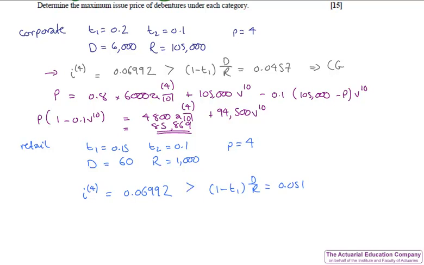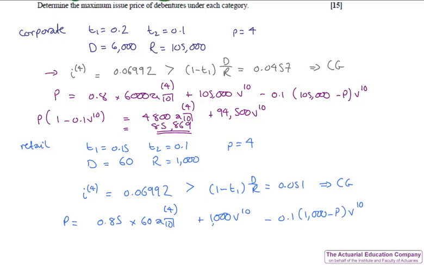Again, we can see that the interest rate we require is greater than the net coupons, so once again we have a capital gain. Setting up a similar equation of value, we have our net coupons plus our redemption minus our capital gains tax on the capital gain when we redeem it. Taking all the P's onto one side and simplifying what's left on the right-hand side gives us the following, and solving this for P gives us 857.59 rupees per 1,000 nominal.